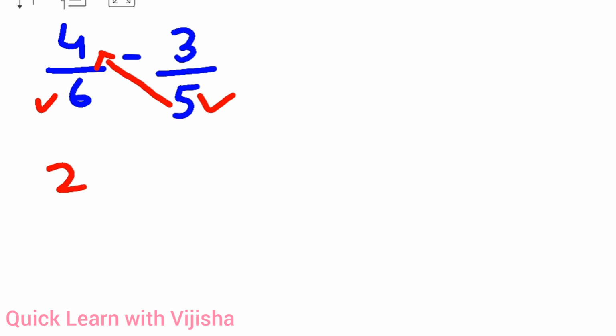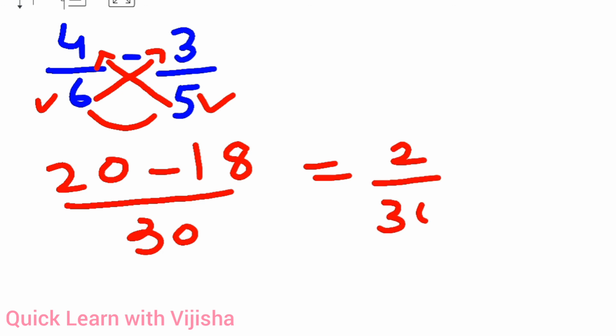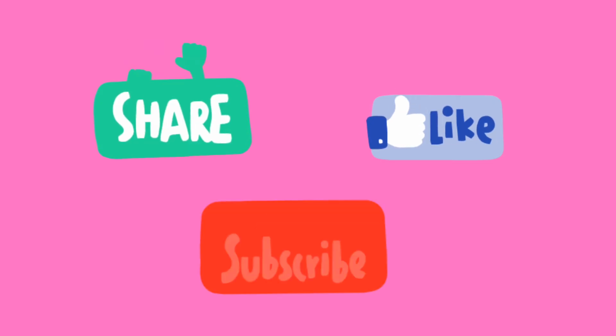5 fours will give you the answer as 20. In the middle you have minus, and 6 threes will give you the answer as 18. Understanding, children? And 6 fives will give you the answer as 30. Fine. So 20 minus 18 becomes 2 upon denominator 30. Understanding, children? Hope you are understanding the concept, students.